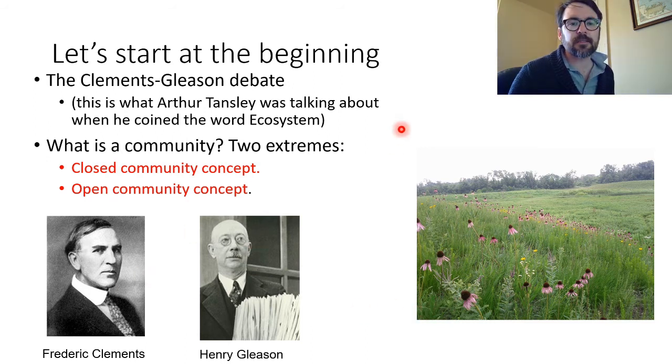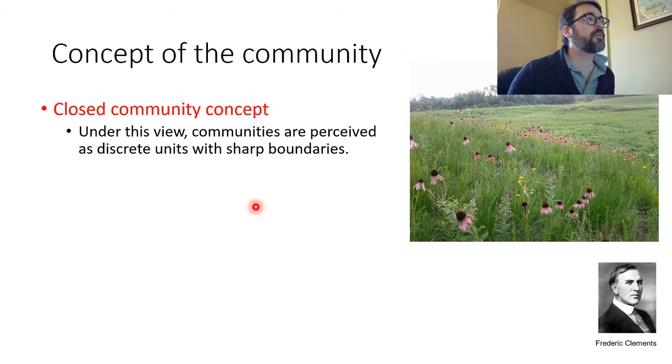And this is known as the Clements and Gleason debate. Remember I hinted that Arthur Tansley was weighing into a debate that had been raging for a while when he coined the word ecosystem. This was the debate. And the debate was that there were 2 extreme concepts of the community, the closed community concept and the open community concept. And we're going to talk about these in turn, and then again use the scientific method to figure out what we think the world looks like.